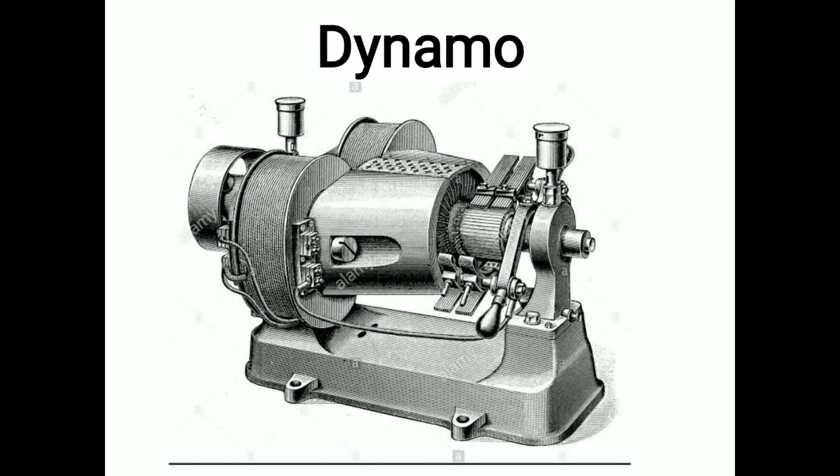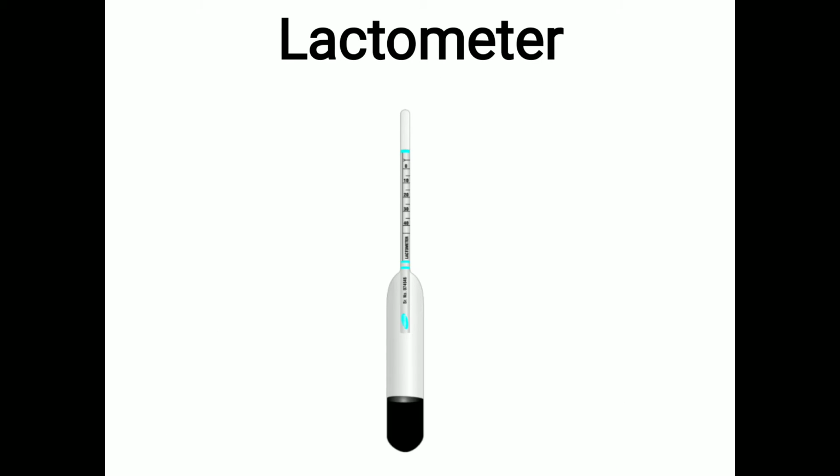Let's see next. Fourth, an instrument used for determining the purity of milk. The instrument is called lactometer. Lactometer is a small glass instrument that is used to test the purity of the milk. It works on the principle of specific gravity of milk. It measures the relative density of milk with respect to water. If the specific gravity of a sample of milk is within the approved ranges, the milk is pure.